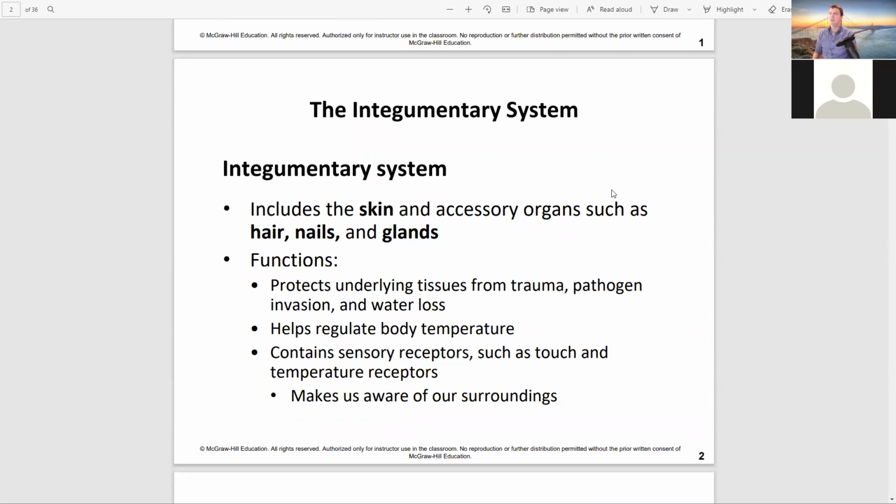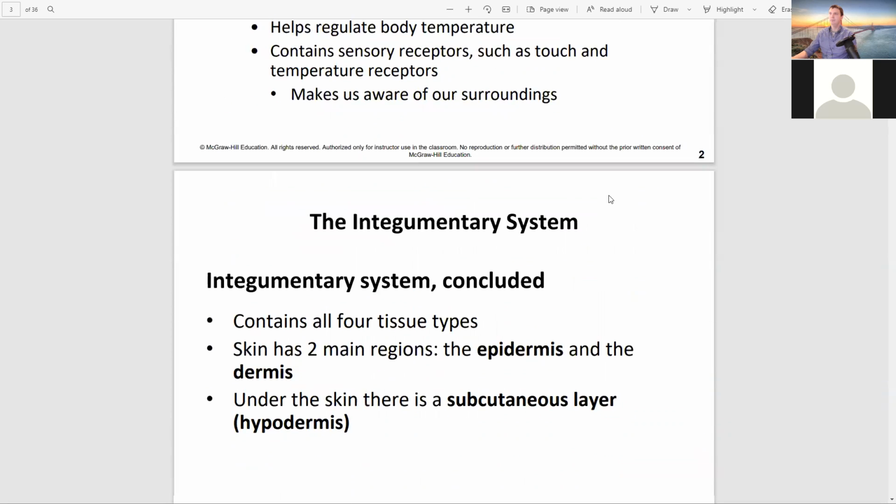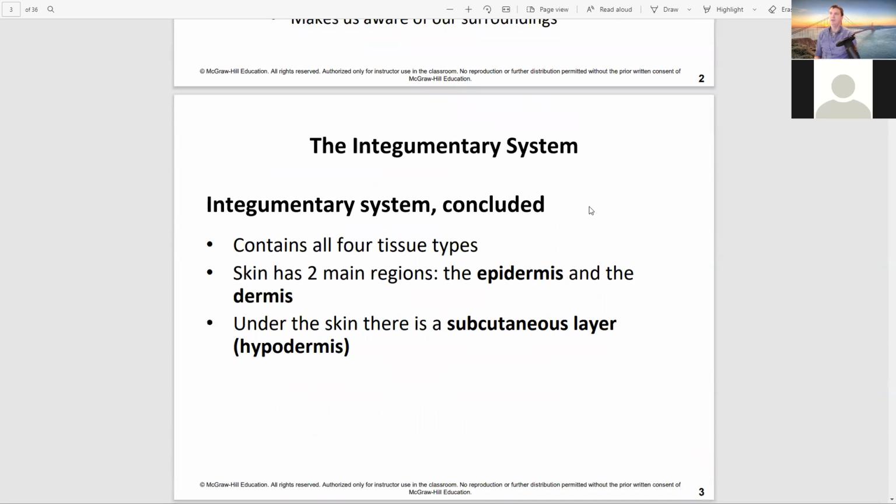So the integumentary system includes the skin and accessory organs such as hair, nails, and glands. And the function is to protect underlying tissues from trauma, pathogen invasion, and water loss. It also helps regulate body temperature, and it contains sensory receptors such as touch and temperature receptors, which make us aware of our surroundings. So the integumentary system contains all four tissue types.